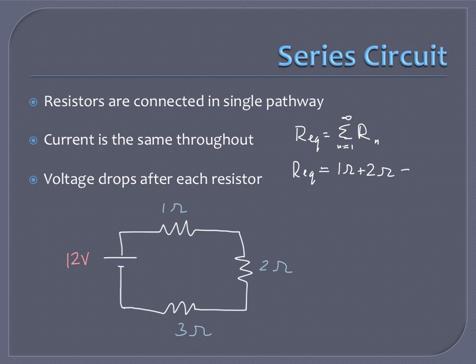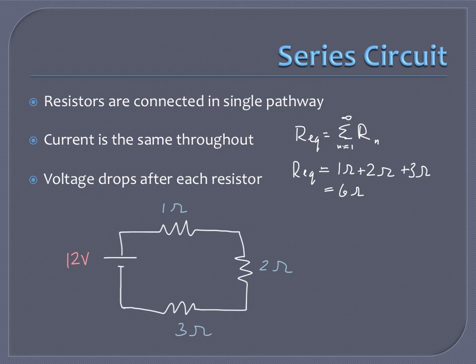Oops. It's supposed to be plus 3 ohms. So that total right here is 6 ohms. So 6 ohms is our total equivalent resistance. That's the overall resistance in this circuit. So 12 volts has to push through 6 ohms of resistance.